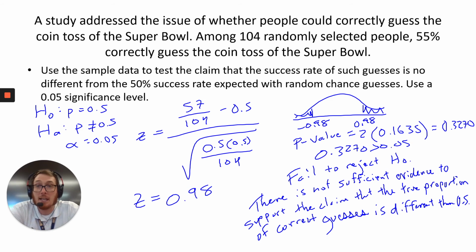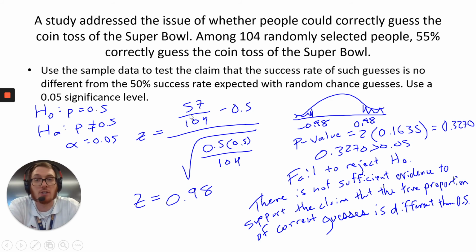Okay, same information. Use the sample data to test the claim the success rate of guesses is not different than 50%, which is just by random guess then. Use a 5% significance level or 0.05. Null hypothesis, probability or proportion is 0.5. Alternative, all I care about is if it equals 0.5 or not, so it's not equal to 0.5. The significance level alpha equals 0.05.